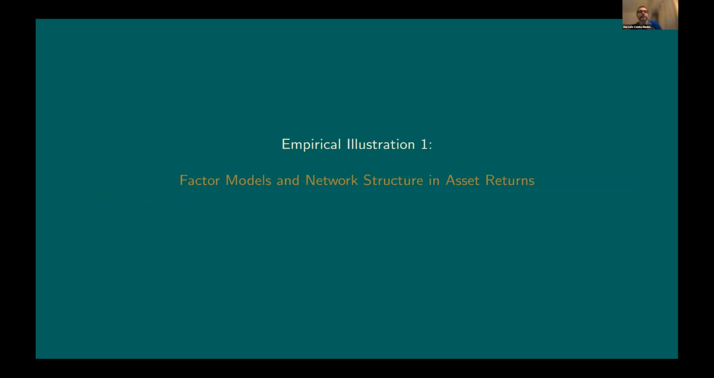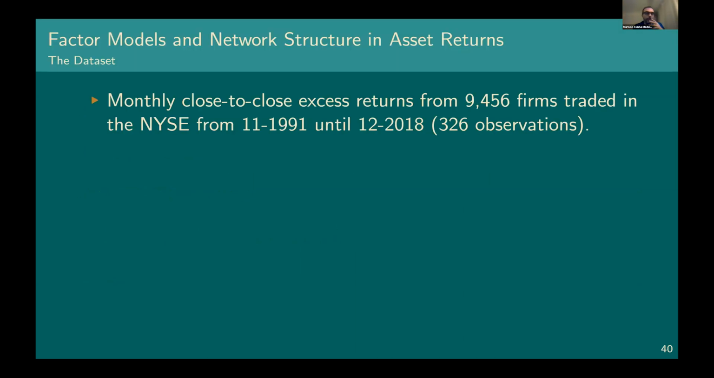So the first one is based on factor models and network structure in asset returns. Okay. So we have this data set of monthly close-to-close excess returns on more than 9,000 firms traded in the New York Stock Exchange from 91 to 2018, with 326 observations. So you see that N is much larger than T. Our N is 9,000 and our T is 300, okay?